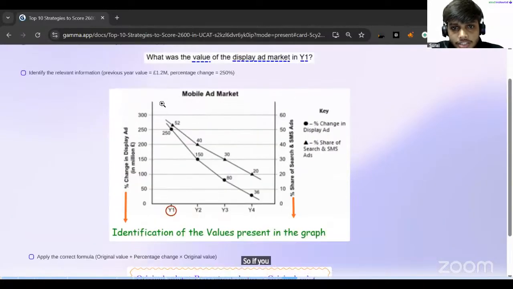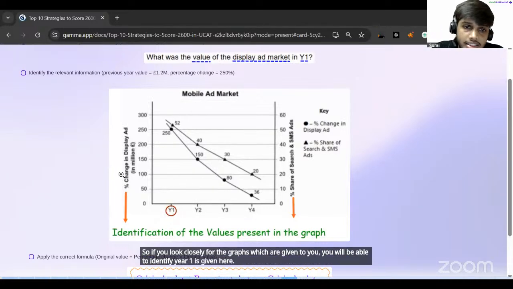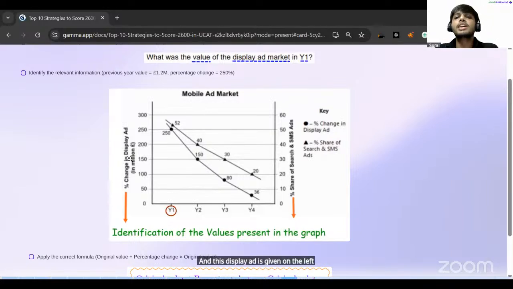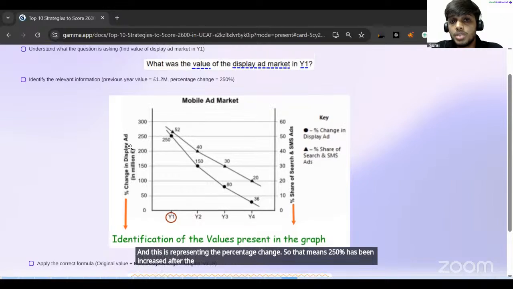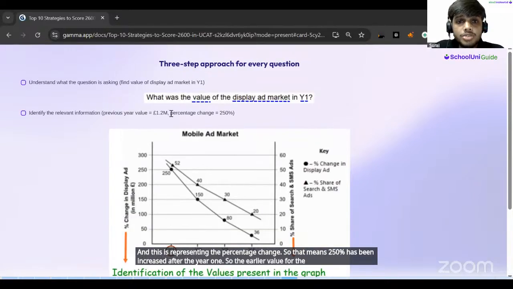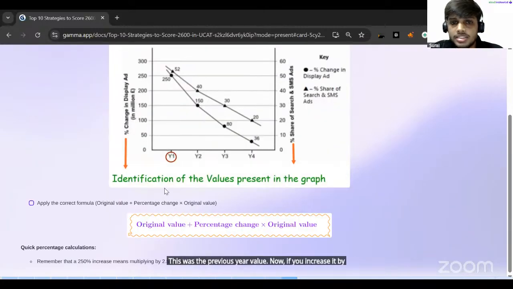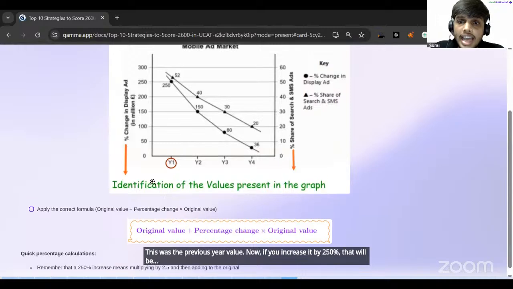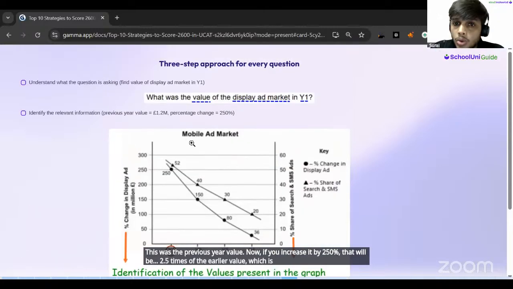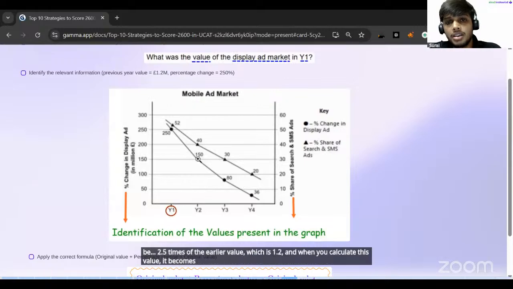If you look closely at the graphs which are given to you, you will be able to identify year 1 here, and the display ad is given on the left hand side of the graph. Now, the black circle represents the change in the display ad, and this is the percentage change. So that means 250% has been increased after the year 1. The earlier value, the previous year's value, was 1.2 million. Now, if you increase it by 250%, that will be 2.5 times the earlier value, which is 1.2. When you calculate this value, it becomes 3 million pounds.